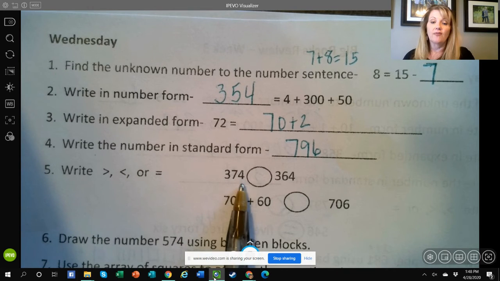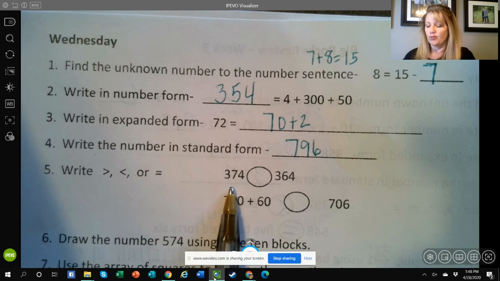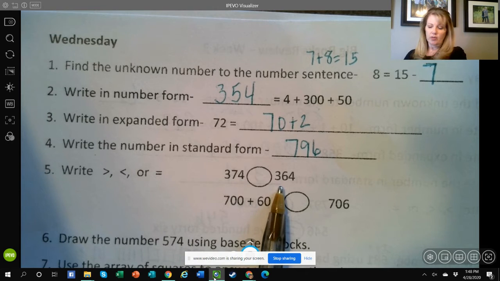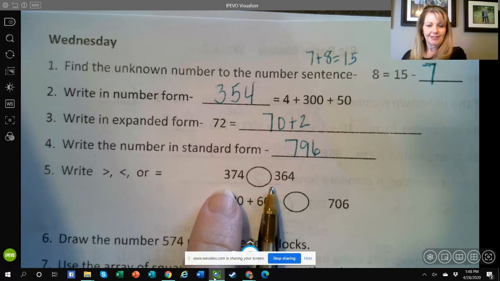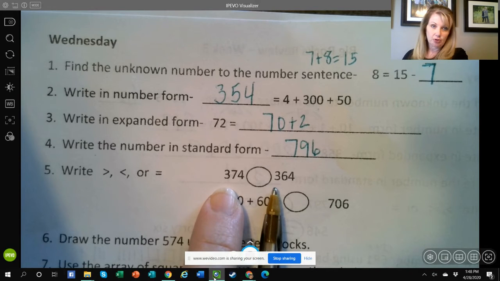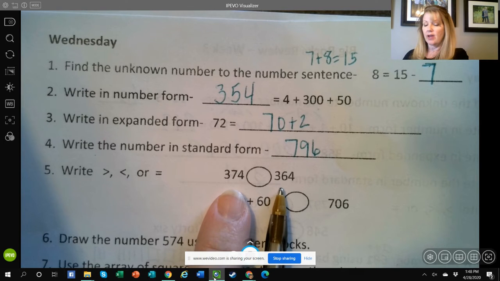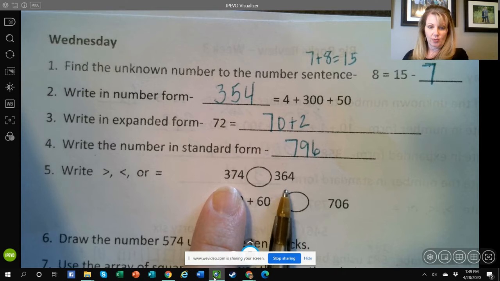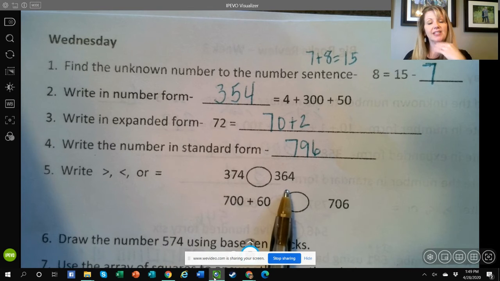So our first problem, the numbers are 374 and 364. And we always check the biggest digit first. So we have a 3-digit number, it's hundreds first. They're both 300. So that's not telling us which one's bigger yet. Go to the tens. We have 7 tens on this one and 6 tens on this one. Well, which is bigger, 7 tens or 6 tens?